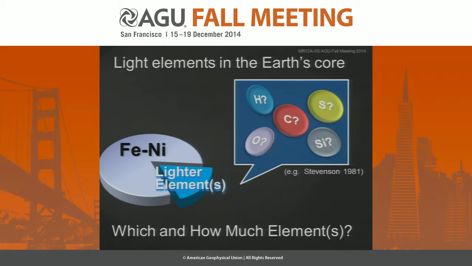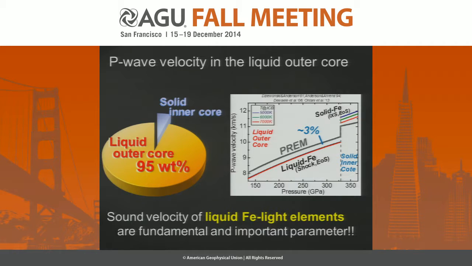However, the nature of the light element in the core is still controversial because no natural rocks are available from the center of the Earth, and also there is poor knowledge of these light elements' effect on physical properties at the corresponding high pressure conditions. So when we look at the core, more than 90% is liquid. And also, the fundamental information of the Earth's core is the seismic observations, meaning the sound wave velocity.